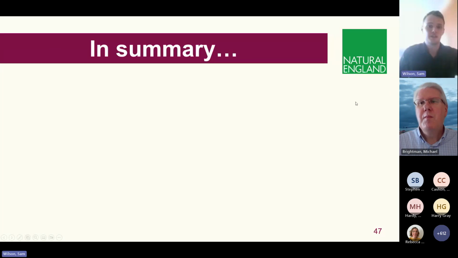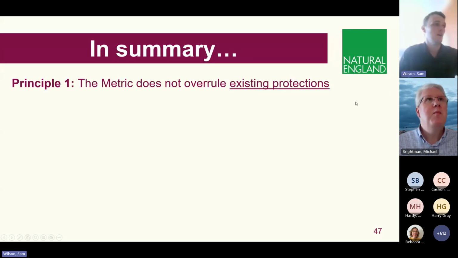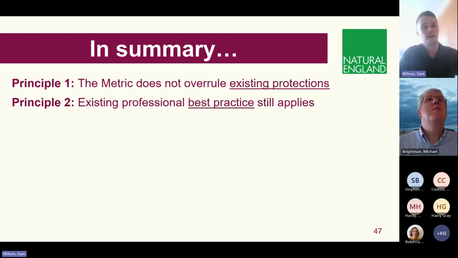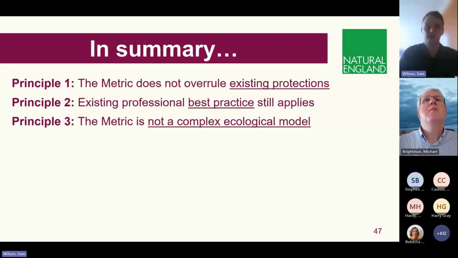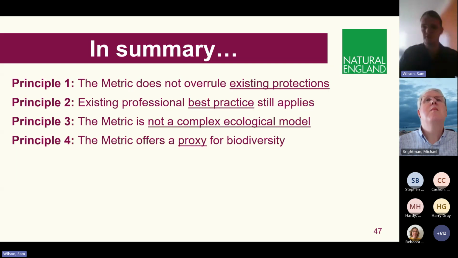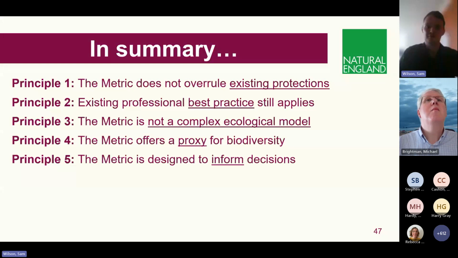So just to run through those quickly in summary, we're not overriding any existing protections or processes with the metric. Any existing best practice still applies. The metric isn't a complex ecological model, and it's also there as a proxy for biodiversity rather than a full measure. The metric's there to inform decisions rather than to make them.